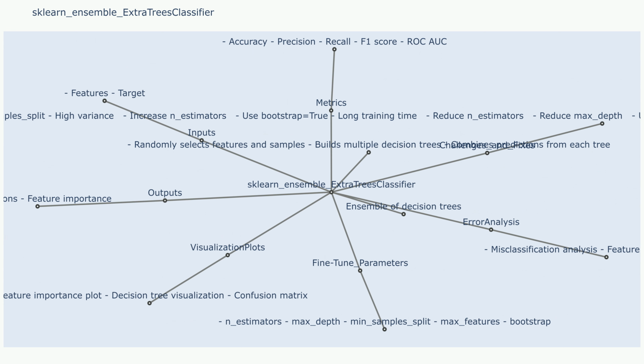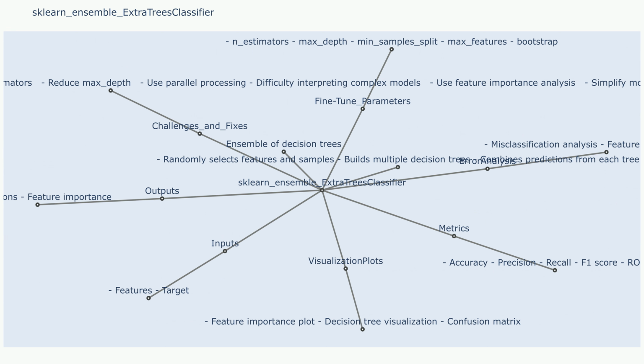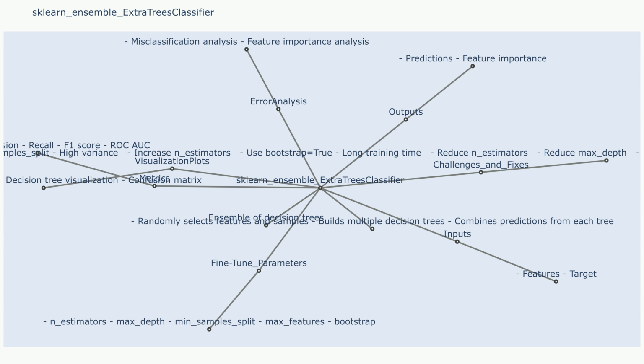regression. Metrics: Accuracy: the proportion of correctly classified samples. Precision: the proportion of correctly predicted positive samples out of all samples predicted as positive. Recall: the proportion of correctly predicted positive samples out of all actual positive samples. F1 score: the harmonic mean of precision and recall. AUC: area under the curve, a measure of the classifier's ability to distinguish between classes.